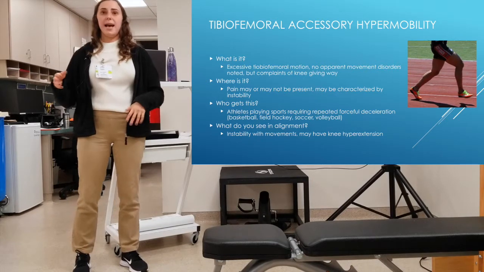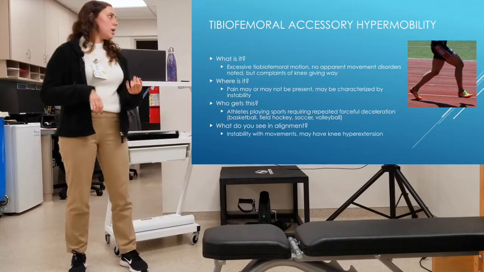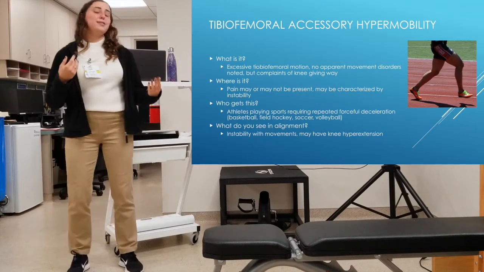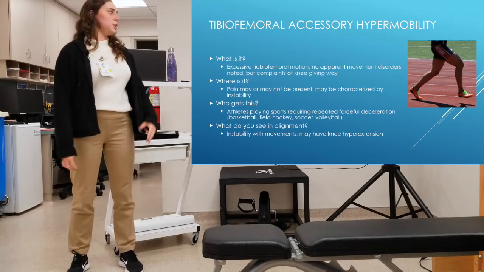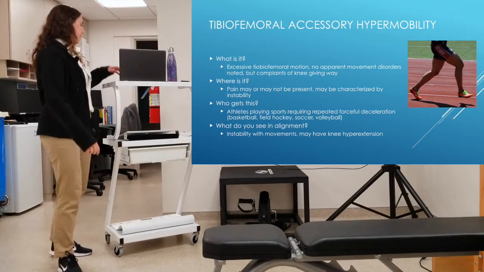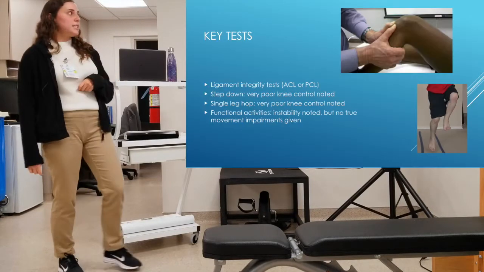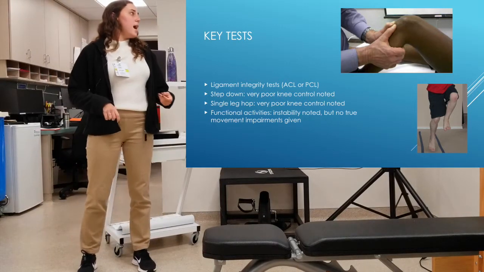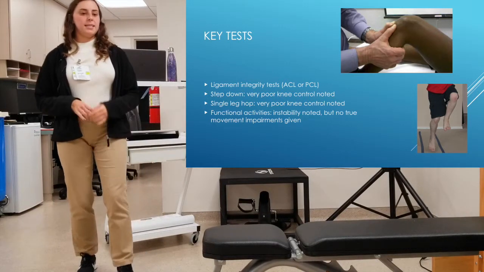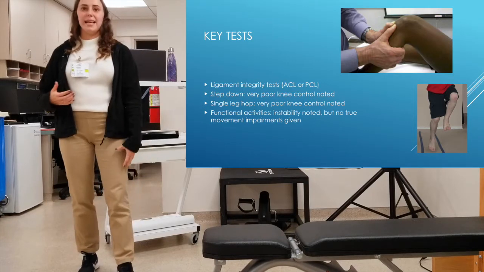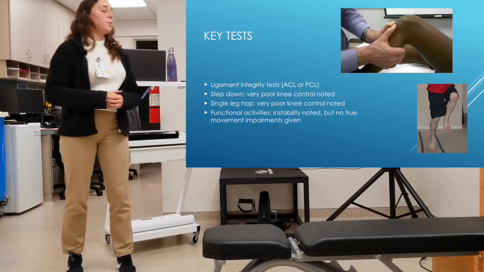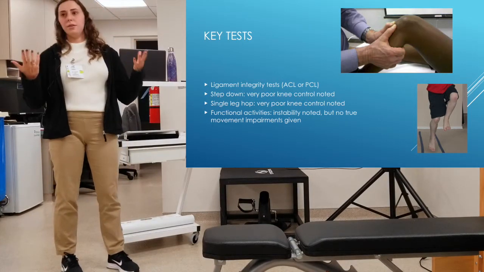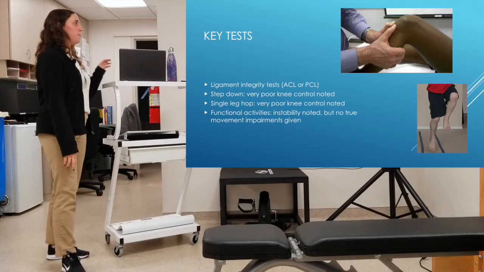This could be athletes that have to do forceful deceleration, so that's runners, field hockey, soccer, all of those. And then, like I said, alignment, maybe not anything specific with alignment, but just with movement, you'll see instability. So key tests for this, you do want to test those ligaments. So ACL, PCL, you could do MCL, LCL. And then for movements, you want to look at things like the step down, single leg hopping. As they're landing or weight bearing through that leg, it will just look unstable. They'll have poor control of the knee and of the patella. And then functionally, again, that instability will be noted.